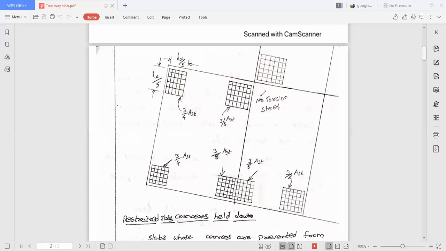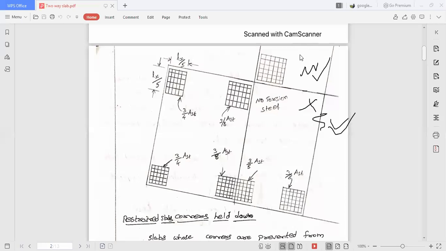In that case, there is no need of torsion steel. Why? Because whatever the torsion developed here, that will be resisted by the torsion in the opposite direction. So that's why in this particular case, whenever you have a corner where both edges are continuous, in that case no need of torsion steel. Okay, now see here, this is also continuous, this is also continuous. Why? Because this edge here slab is there, this edge here slab is there. That's why here also no need of torsion steel.